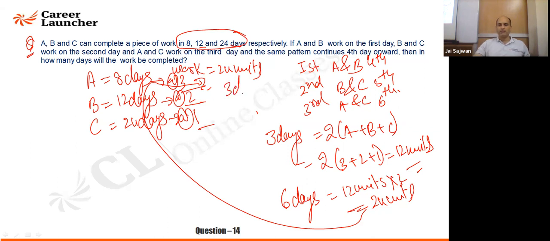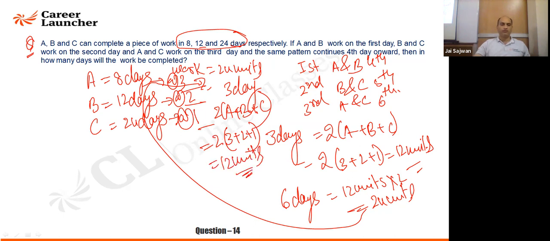So in 3 days, can I say A works twice, B works twice, C works twice? So that is 3 plus 2 plus 1, 6 units they are doing. Double of that is 12 units of work they are doing in 3 days. Is it fine, Ankit ji? Then the same repetition will happen. In the next 3 days, they are going to do the same 12 units of work. So total 24 units of work is done in 3 plus 3, that is 6 days. Fine, Ankit.